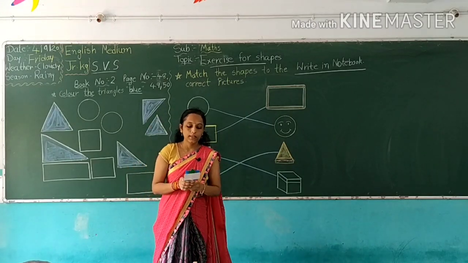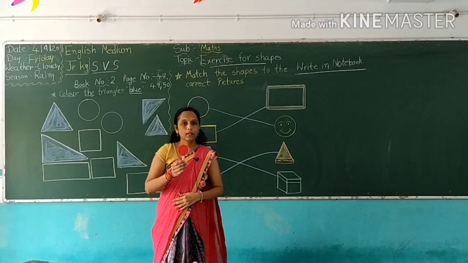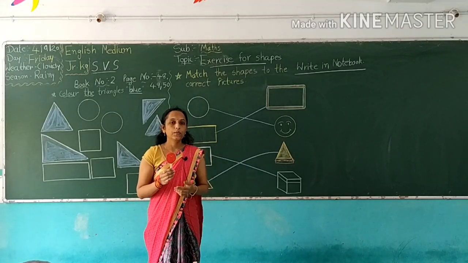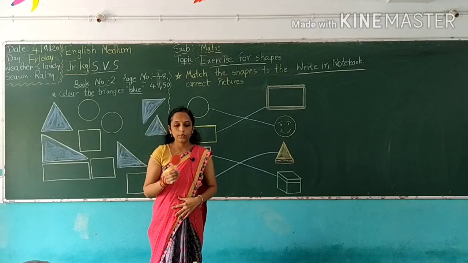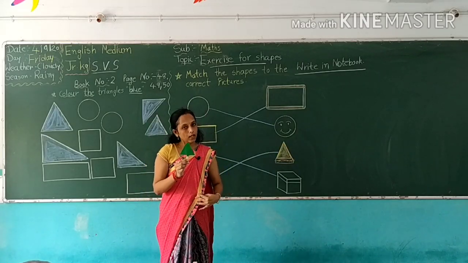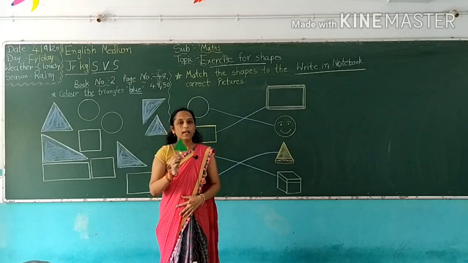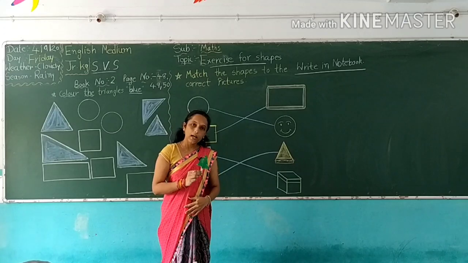Okay. Look here. Which shape is this? This is a circle. Circle shape. Where are you? Here I am. How do you do? And which shape is this? This is a triangle. Triangle shape. Where are you? Here I am. How do you do?